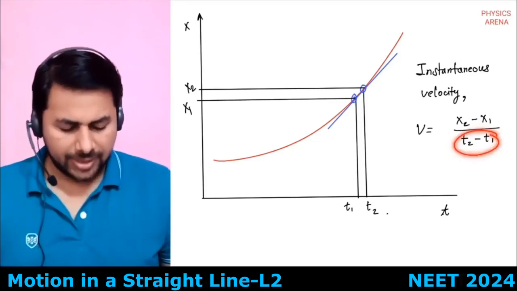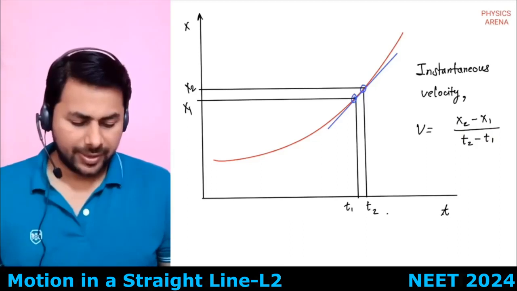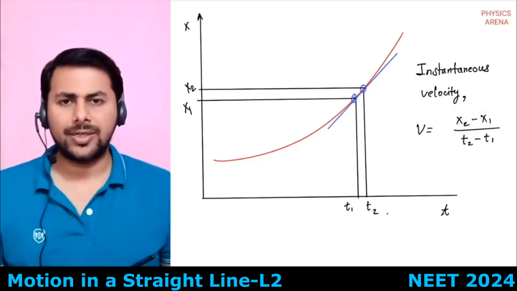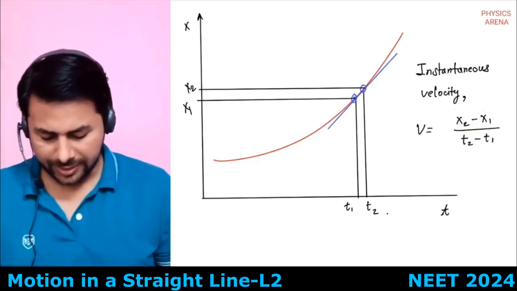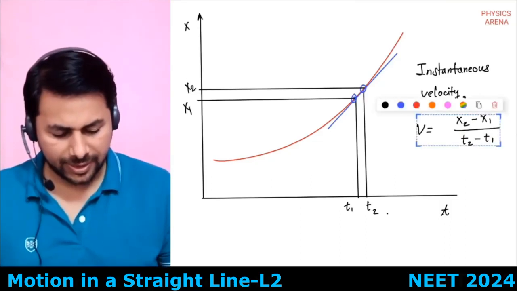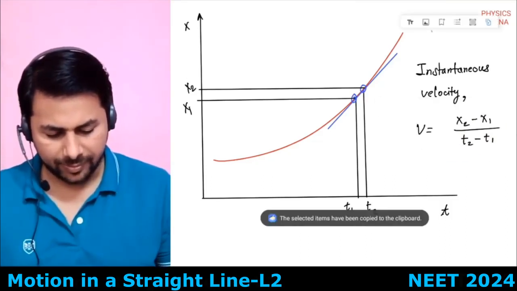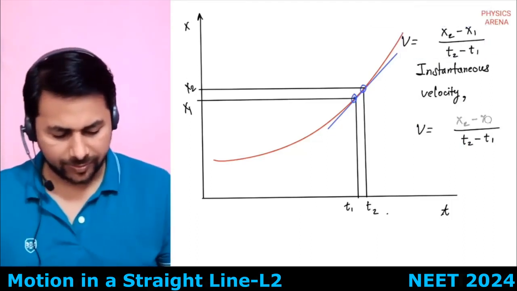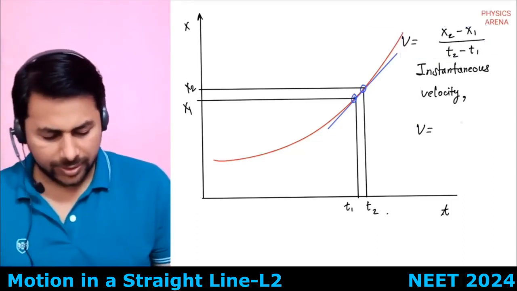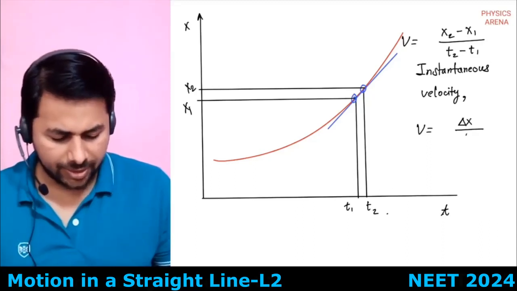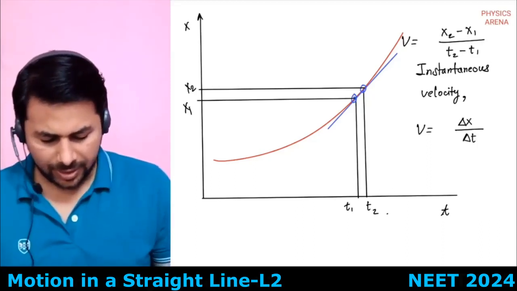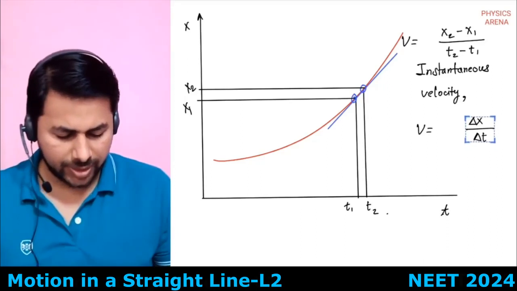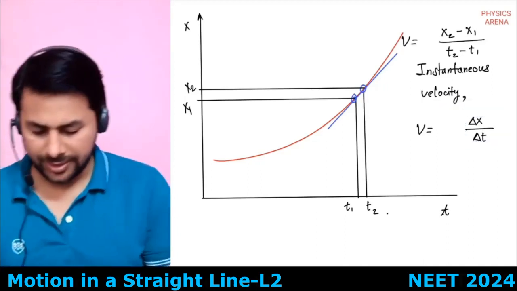So this t2 minus t1, we write it as delta t. x2 minus x1, we write it as delta x. So delta x and delta t mean change in x and change in time, right? So this is our formula of average velocity. I will call the numerator delta x, the denominator delta t, and now I want to find out this velocity at a particular instant.